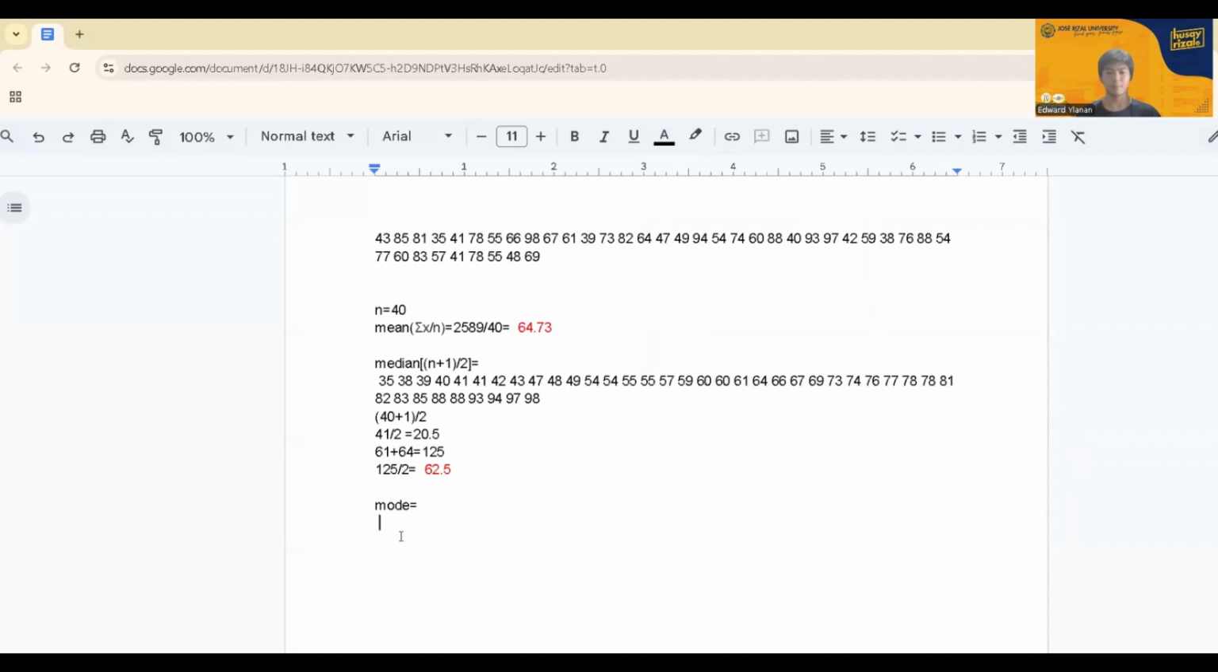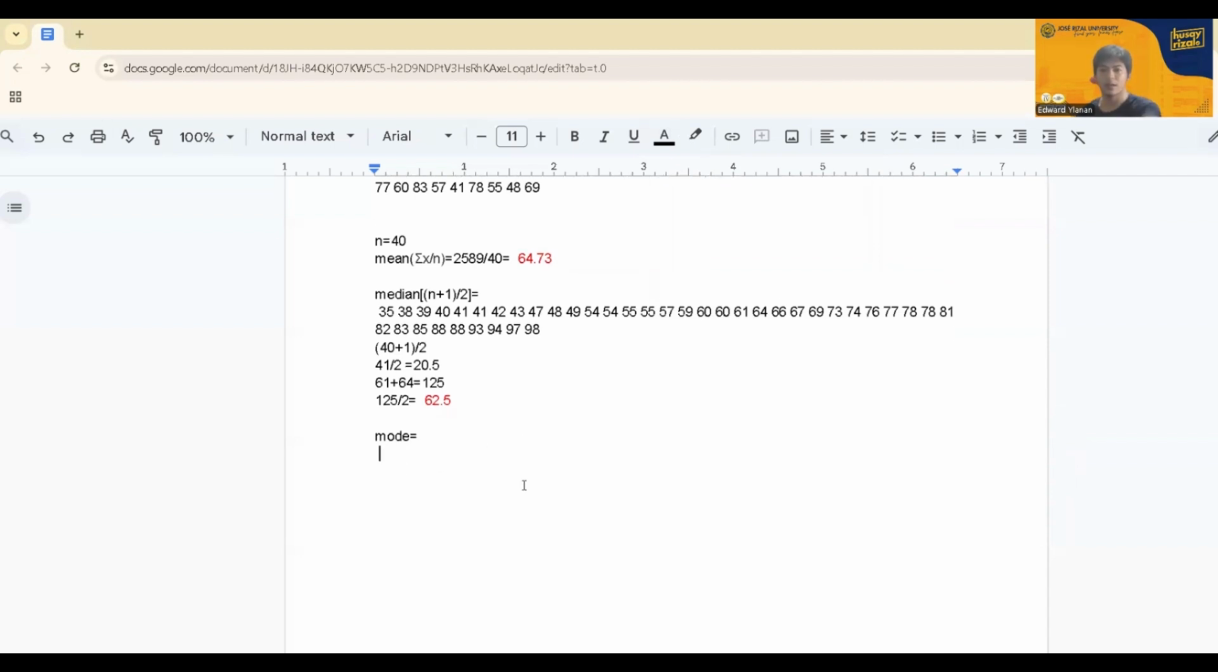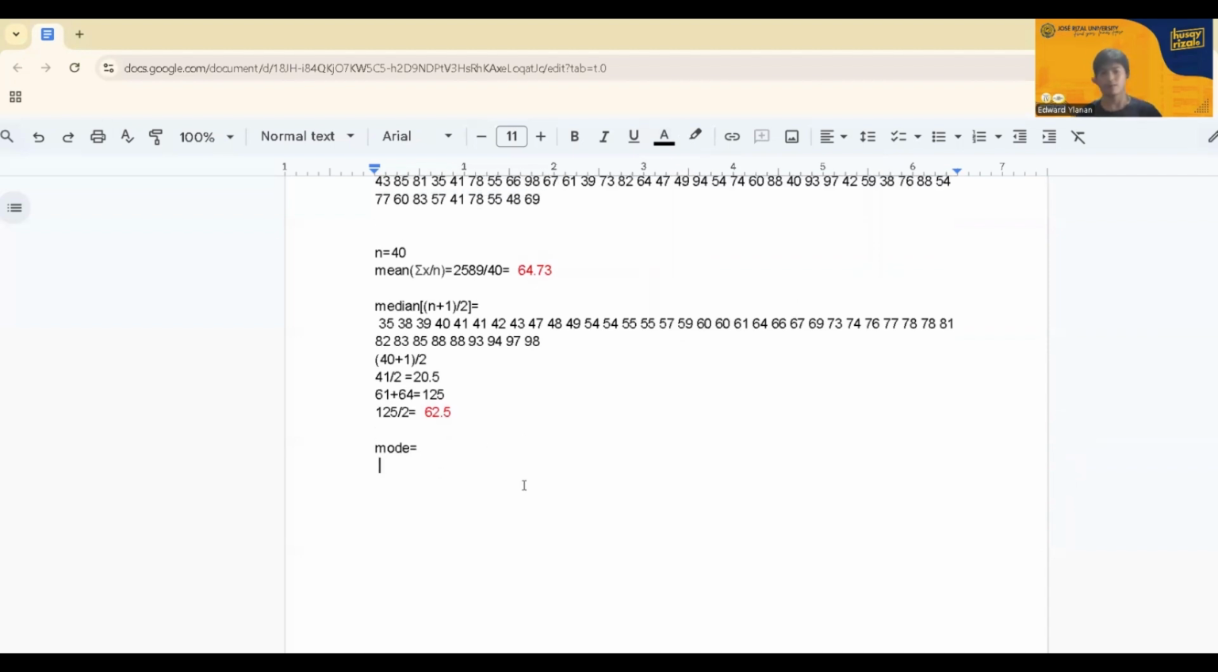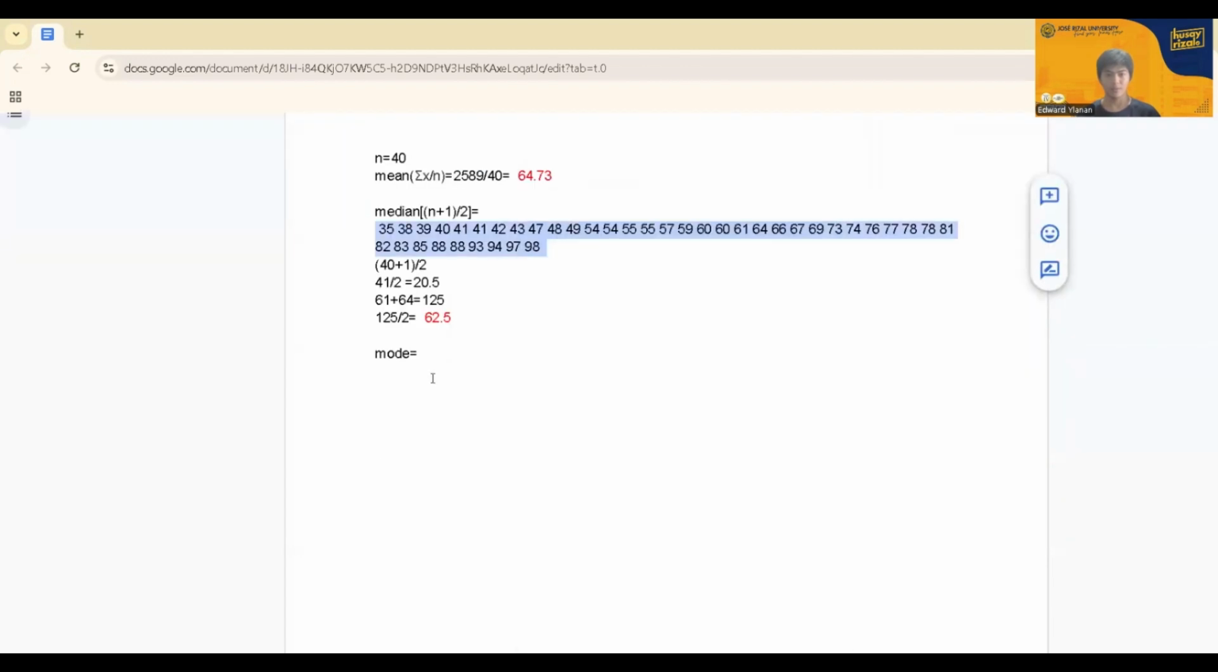Last is mode. Mode is the repeated numbers. So we're going to find the repeated numbers in this data.